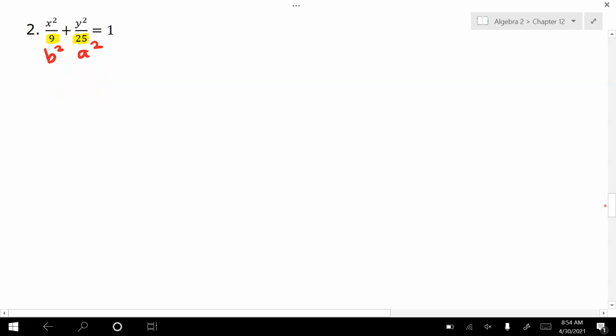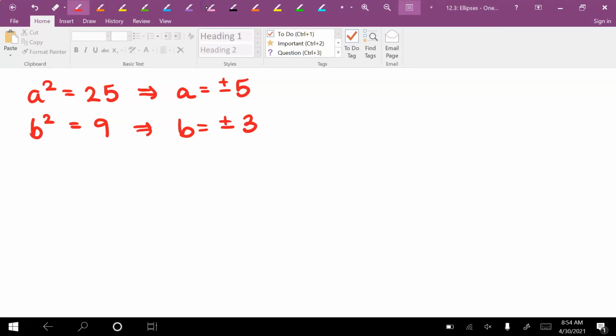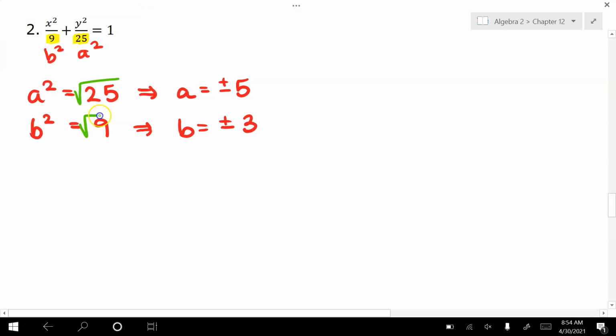Okay, so A squared is 25. So what does that mean regular A is going to be? 5. Yep, square root of 25 would just be 5. Now, if B squared is 9, what is B going to be? 3. All you're doing there is you're square rooting those numbers. You took the square root of 25, square root of 9.